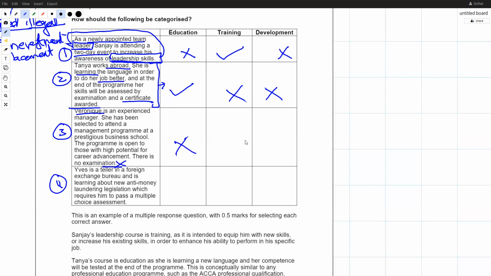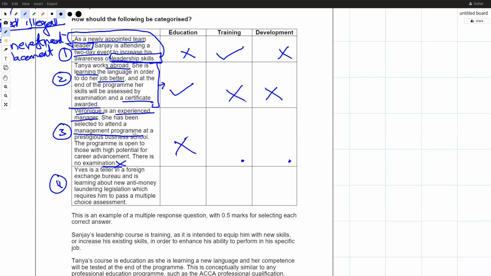Now there is a confusion whether this scenario is training or development. If we look at the scenario again, Veronique is an experienced manager. She has been a manager for a long time. And at the same time, she has been selected to attend a management program. She is not told that she must attend it. She has the will and she can decide whether she wants to attend it or not. So it is upon her discretion. She is not forced to attend the management program or any trainings.